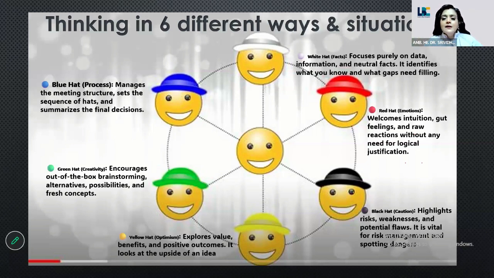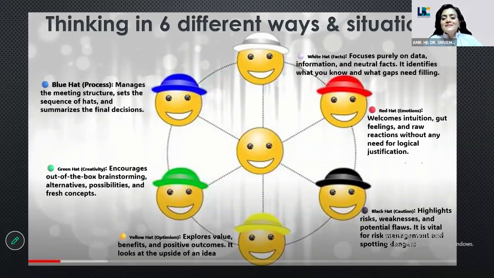When it comes to the red hat, the person will move with intuition, gut feelings, and raw reactions without any logical justification. My mind says it, I'm going with that. That kind of person is a red hat thinker. The black hat highlights the risks, weaknesses, and potential flaws. It is vital for risk management and spotting dangers. Some people have the capacity to identify the danger and tell you, so at that time they are thinking with the black hat. Some will have the capacity of exploring the value, benefits, and positive outcomes. It is like looking at the upside of an idea. That is the way of thinking beyond the limits, in a creative manner.